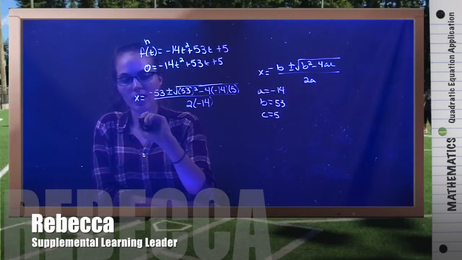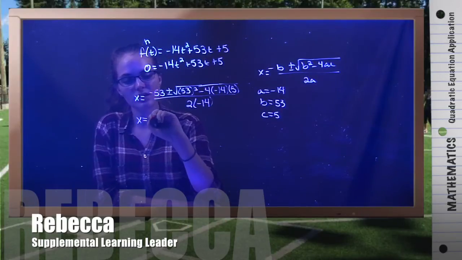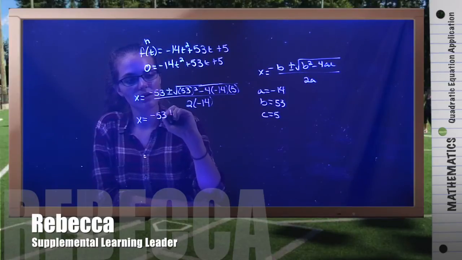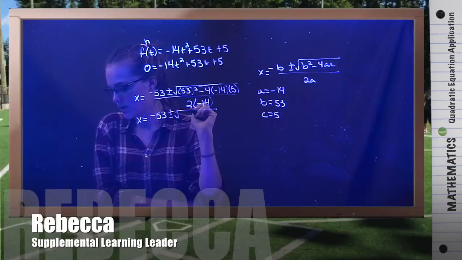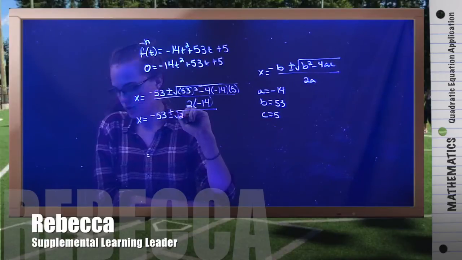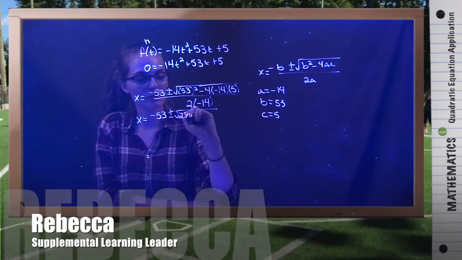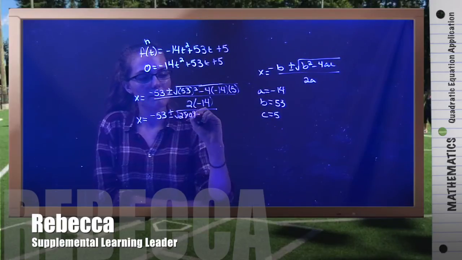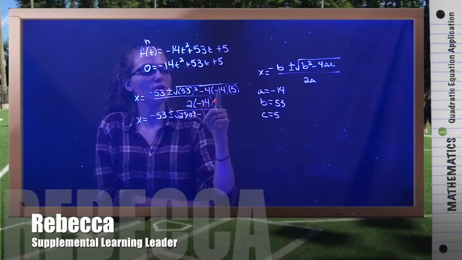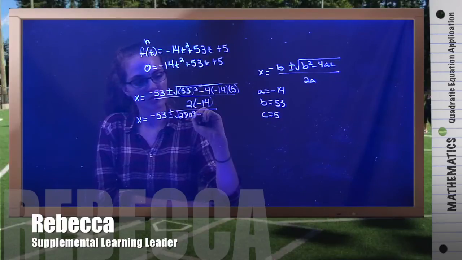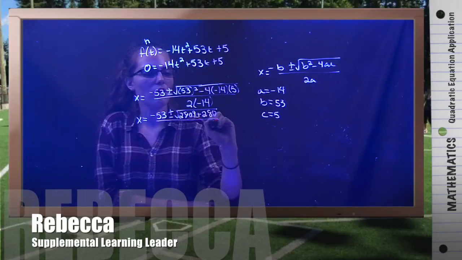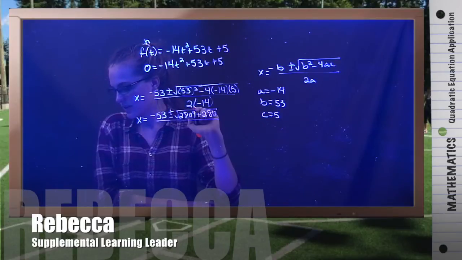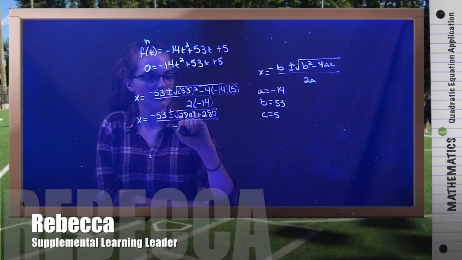Okay, now we can go ahead and simplify this. So it'll be x equals negative 53 plus or minus the square root of 53 squared, which is 2,809, minus, when you multiply 4 times negative 14 times 5, you get negative 280, so minus negative 280, all over 2 times negative 14, which is negative 28.